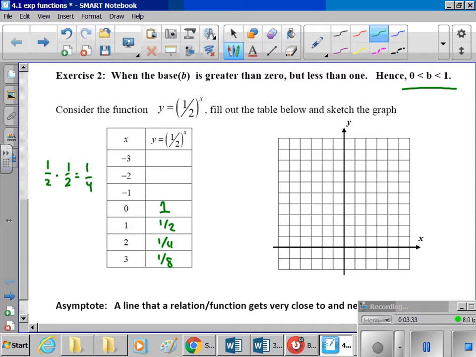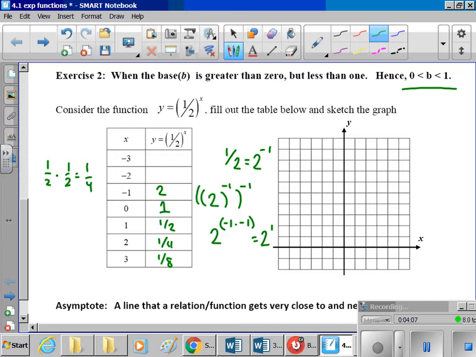All right, so to fill in our negative powers, we're going to remember that 1 half is really 2 to the negative 1. So if we're putting 2 to the negative 1 to the negative 1, our power to a power rule kicks in. We have 2 to the negative 1 times negative 1, which is just 2 to the 1. So 1 half to the negative 1 is going to be 2.